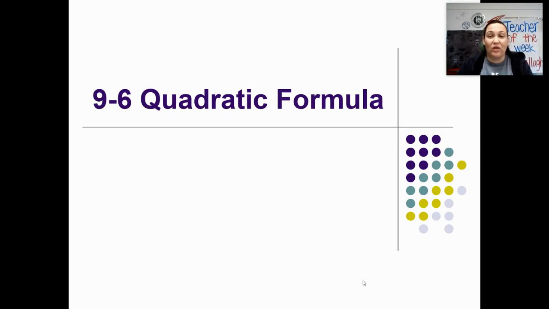With the quadratic formula, there are 4 different scenarios of what your answer might look like. Yesterday, we learned a scenario where your answer was 2 numbers that were either whole numbers or fractions. Today, we'll be learning a new scenario.